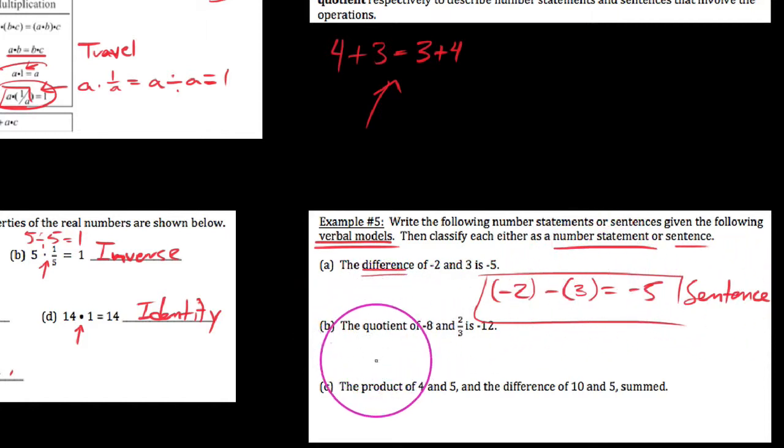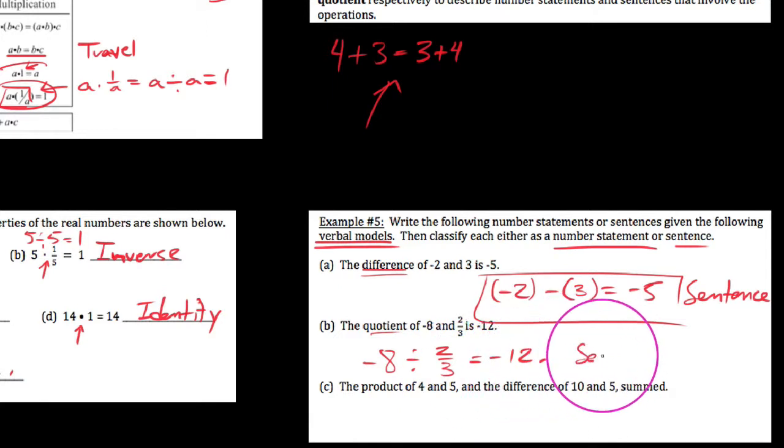We say number sentences are always like equations or inequalities. We say the next line, the quotient of -8 and 2/3 is -12. So we say quotient. This is division. So -8 and 2/3, and we have a quotient between the two things. We say this is -12. And this is a sentence. This is a complete thought.